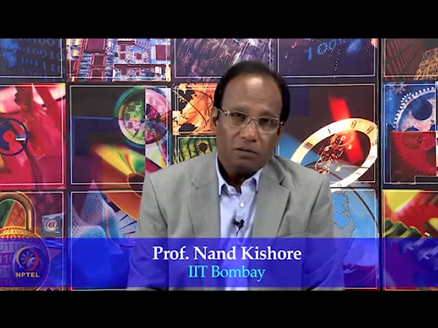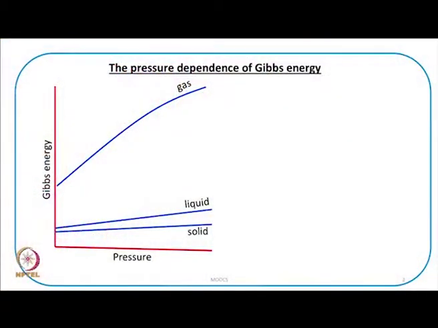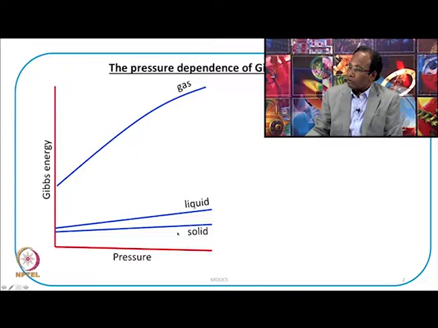Let us now discuss the pressure dependence of Gibbs energy. Just the way the temperature dependence of Gibbs energy can provide a lot of information, similarly the pressure dependence of Gibbs energy can provide a lot of information. If Gibbs energy of a system is plotted against pressure, this is the type of variation that we generally observe. The dependence on gas is large, whereas there is not significant variation for liquid or for solid.